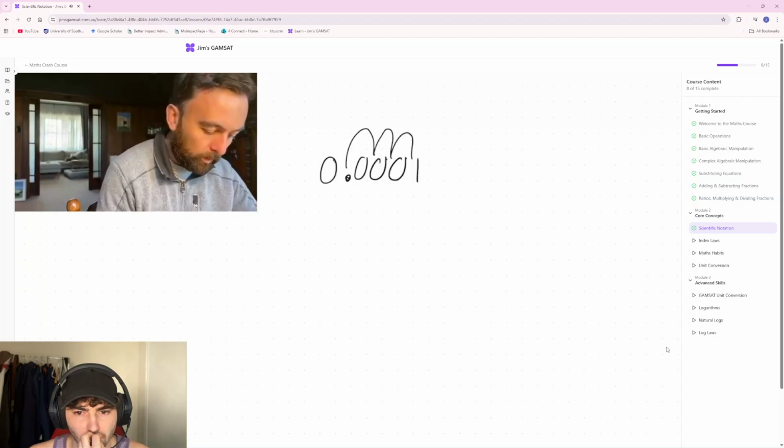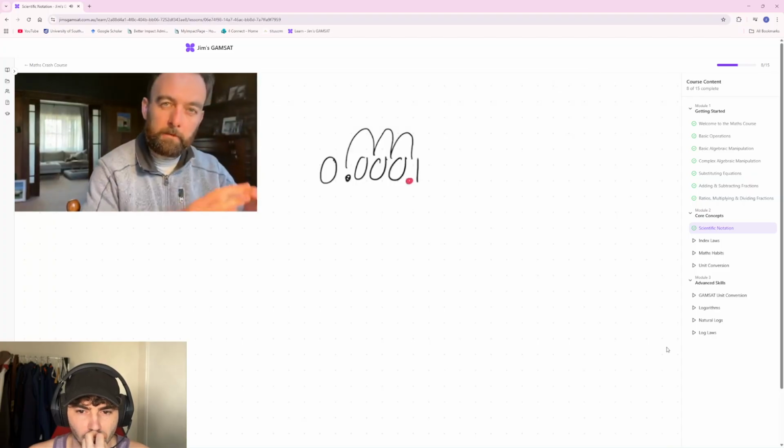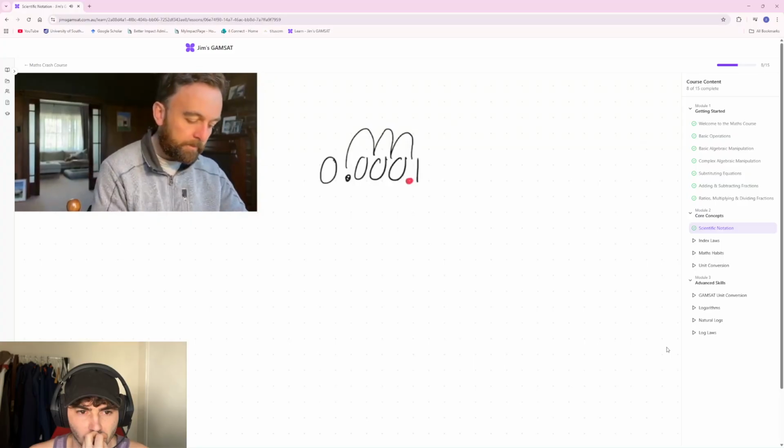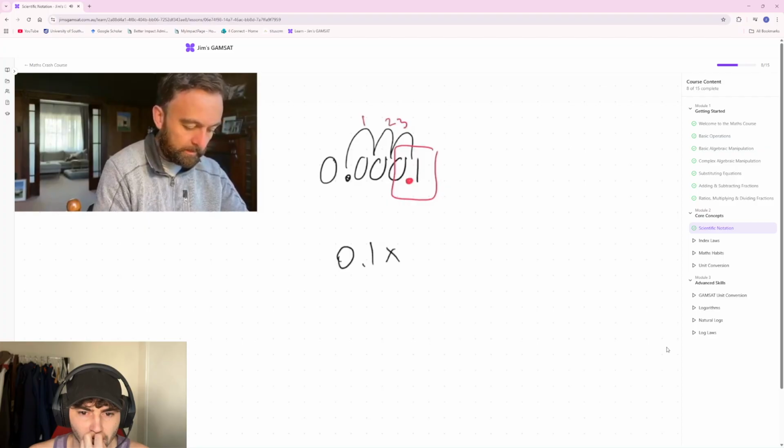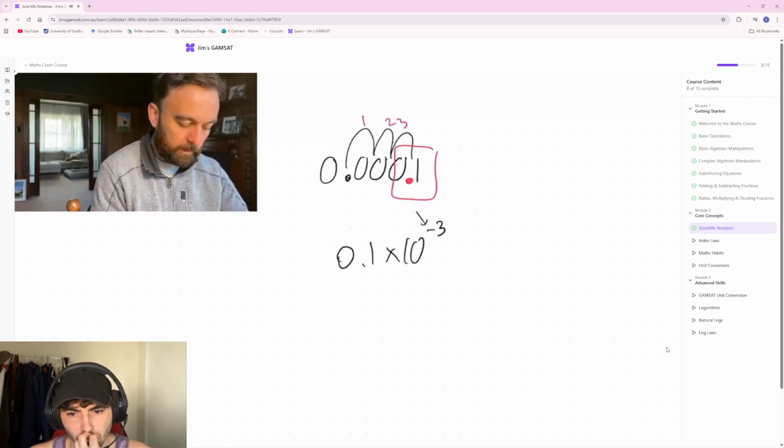You just need to remember that if we did stop there, whatever's left, wherever that decimal point stops, that's what we're left with. So here we would be left with 0.1. If we wanted to, we could represent this as 0.1 times 10. Don't worry too much about this minus sign, I'll explain that in a second.